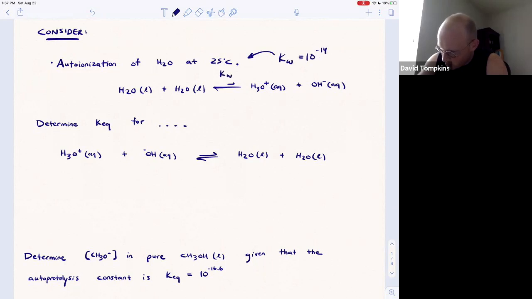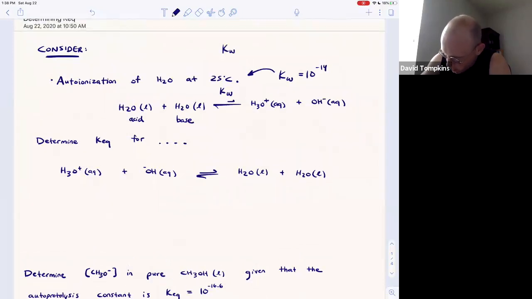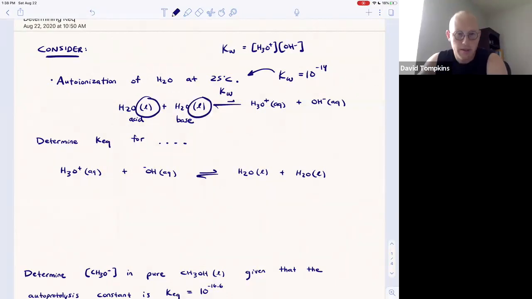So that Kw describes the amount of products relative to reactants when two water molecules react together. One acts as an acid, the other acts as a base. That produces hydronium, the conjugate acid of water, and hydroxide, the conjugate base. And this equilibrium constant here, Kw, is equal to the aqueous products, and their concentrations are multiplied. So we omit water from that equilibrium expression because it's a liquid.